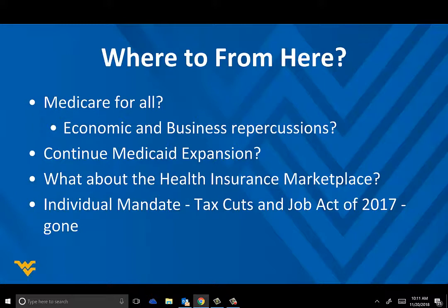As states have to start picking up a percentage of that, as that percentage has grown to around 10%, our state's going to continue to buy in. What happens if a state decides not to be a part of the Medicaid expansion and we go the other way? We had a vote about that in the last election, but it's important to think about what will happen there. Will the marketplace continue? And then again, the individual mandate's basically gone. So how is that going to impact things as we move forward in healthcare reform?